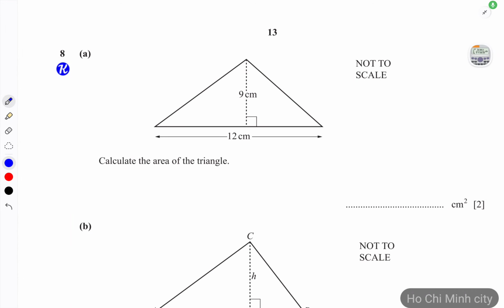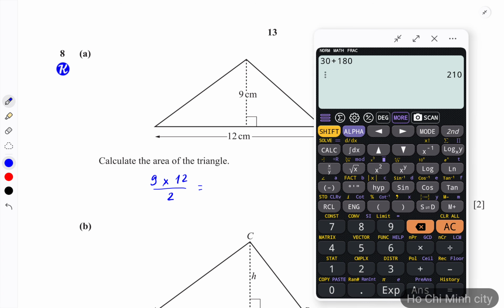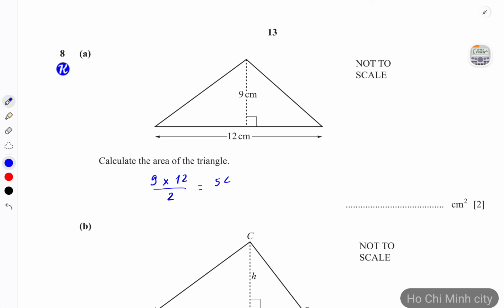We will continue with question number 8. All right, so calculate the area of the triangle. We take the product of the height and the base and divide it by 2. So in this case, the height is 9, the base is 12, and then divided by 2. And we have 9 times 6 is 54. All right, so this one is 54 square centimeters.